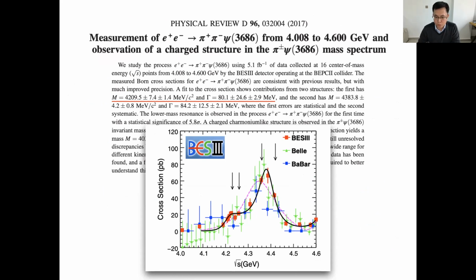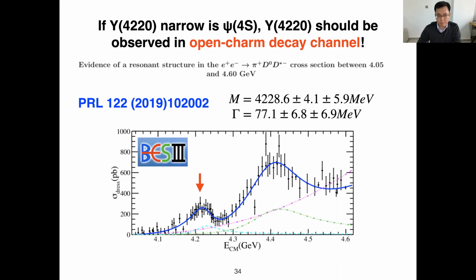In 2017, BESIII measured the e+e- to pi+pi- psi(2S) process. You can notice their conclusion: they confirm our prediction that this narrow structure exists in the psi(2S) pi+pi- invariant mass spectrum. You can notice the data around 4.2 GeV. There exists a small peak here. Okay, so if we want to explain the Y(4220) as a psi(4S) state, a charmonium-like charmonic state.